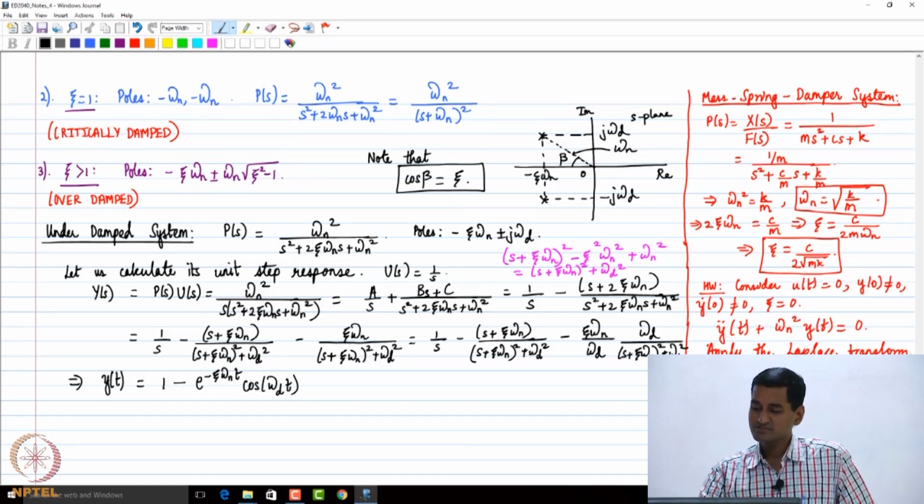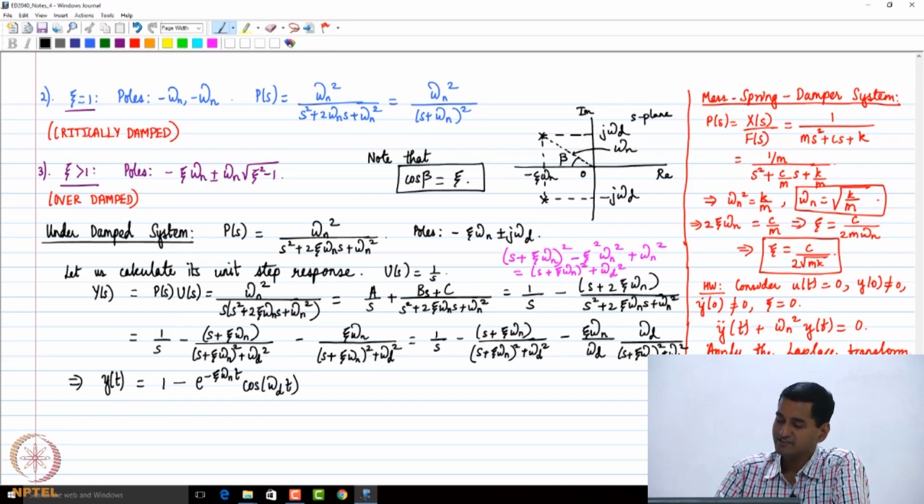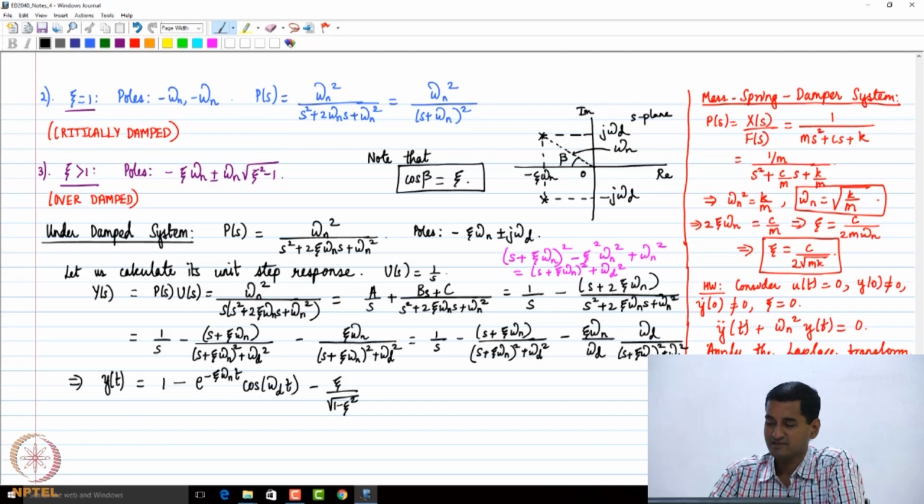Why did I do this? So that this term is e power minus zeta omega n t sin omega d t, right? So, that is what we have. And this term I can simplify as minus zeta divided by square root of 1 minus zeta square, correct? I hope it is clear how zeta omega n divided by omega d got simplified like this, right? Because omega d is omega n times square root of 1 minus zeta squared, omega n cancels off, right? So, I get zeta divided by square root of 1 minus zeta squared.